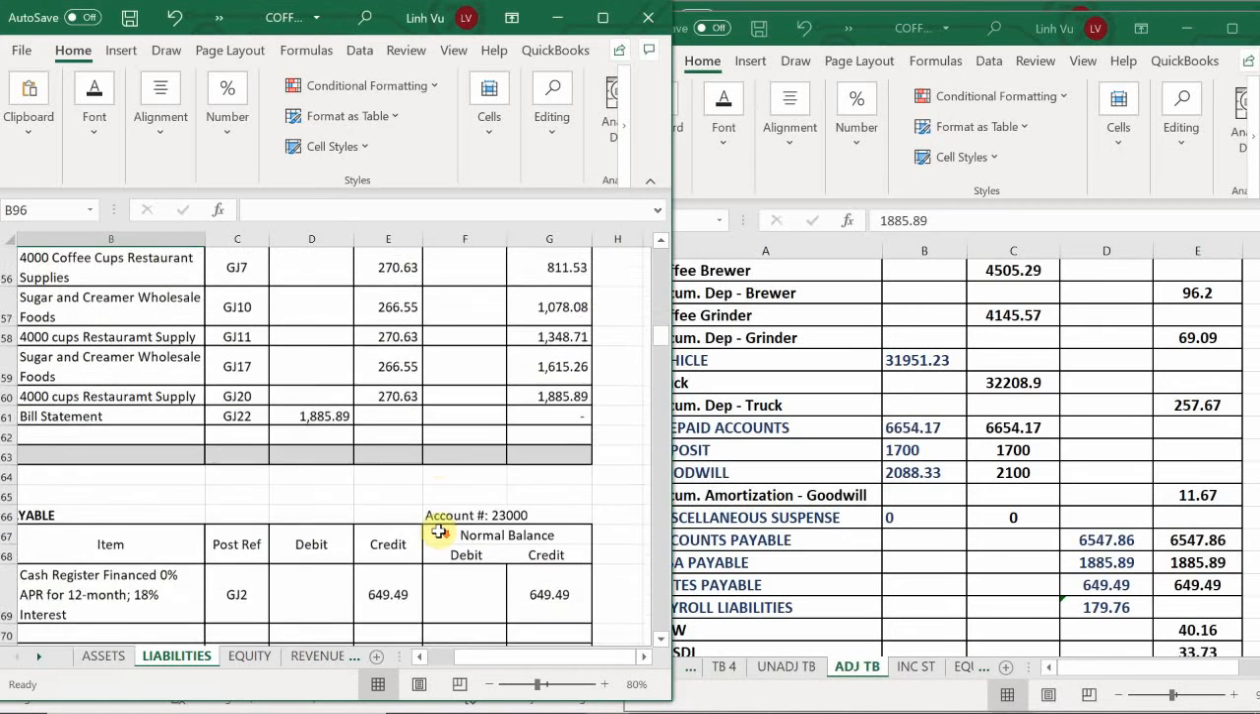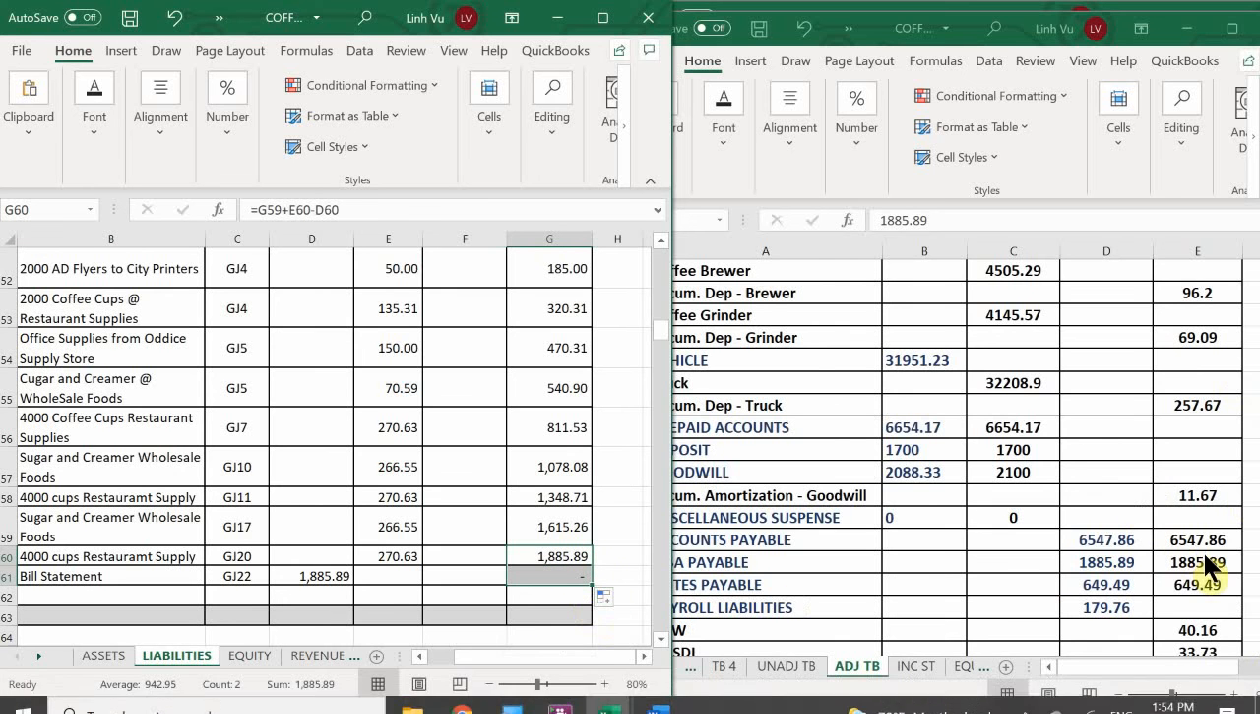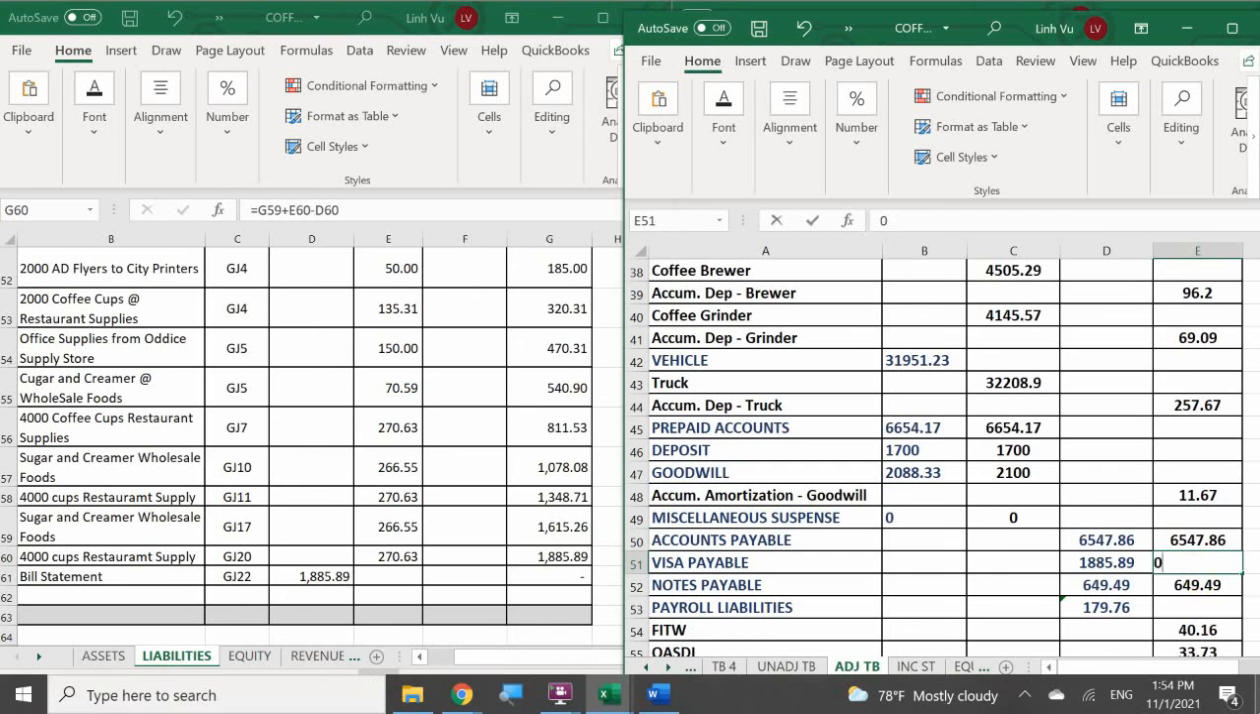What about my Visa payable? Actually, the same. Nope, it's not the same. It's zero. It should be here. Let me, there you go. Now you can see it. It's 0. So there you go. That means 0. Okay.